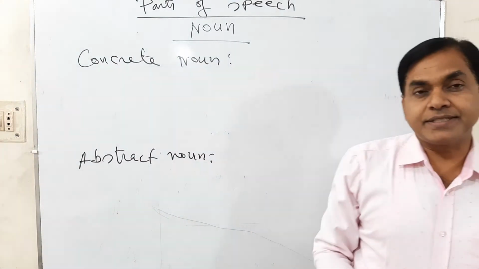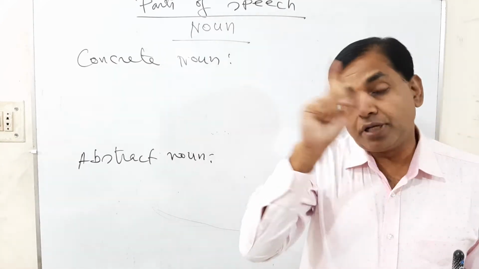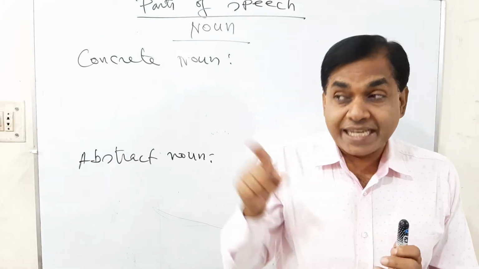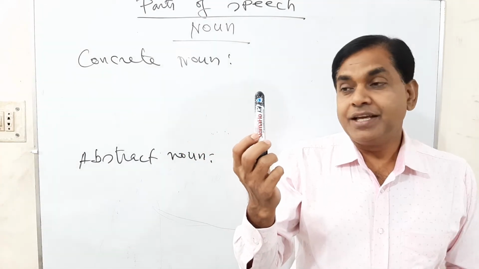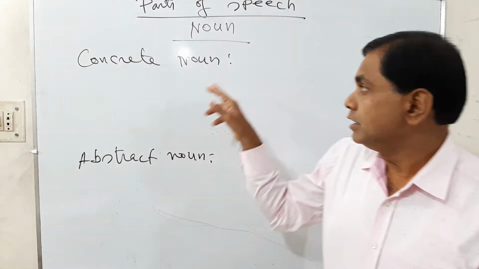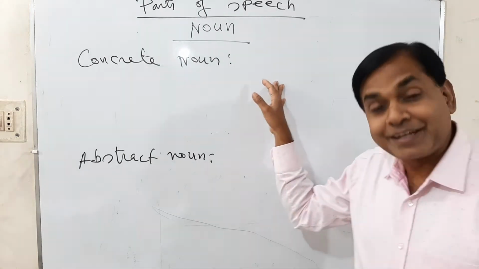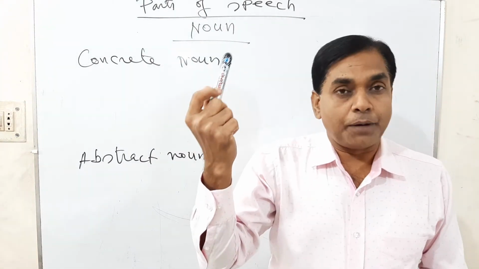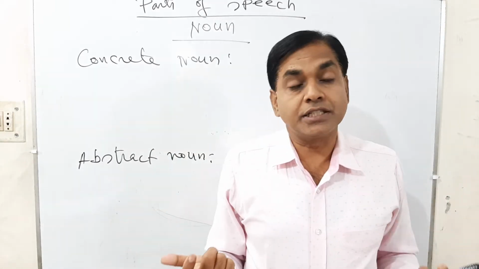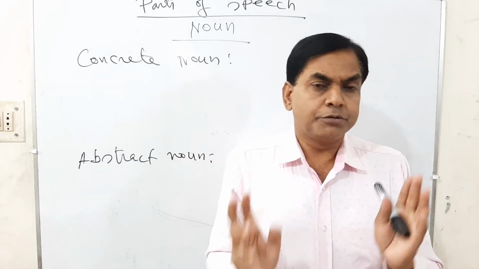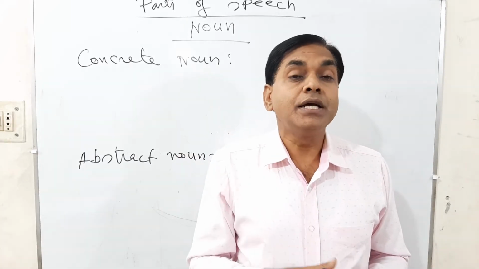My dear viewers, what is concrete? That means solid substance that we can touch, that we can feel, that we can see. All of these things are concrete nouns. Look at it. Can you see it? It's a pen. So I can catch the pen. Can you see the board? Yes, it is white and it is used for writing. So it is easy and simple for all of you to understand the concrete noun. The nouns which we can catch, feel, touch and see, all of them are called concrete nouns.